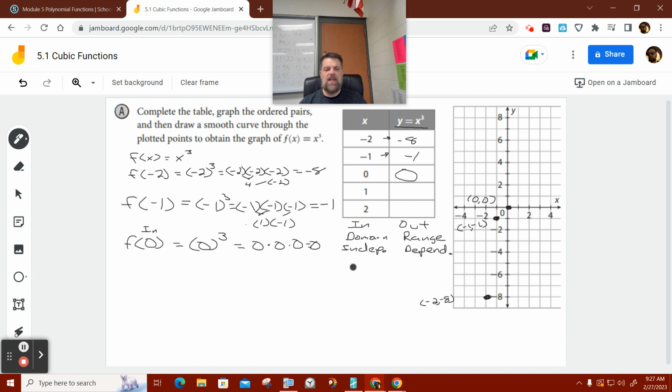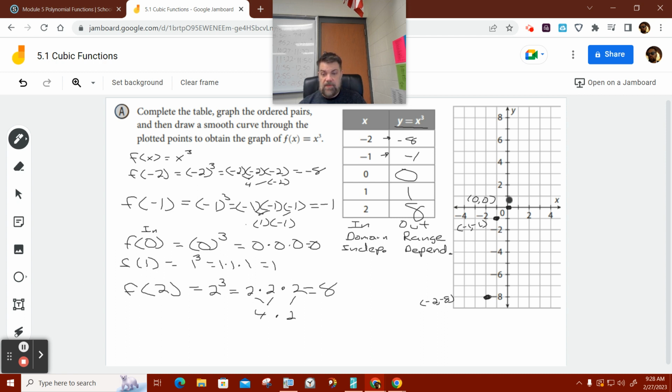Okay, so then let's keep going. f of 1 is equal to 1 to the third power, which is equal to 1 times 1 times 1, which is equal to 1. And then f of 2 is equal to 2 to the third power, which is equal to 2 times 2 times 2. 2 times 2 is 4, times 2 is 8.